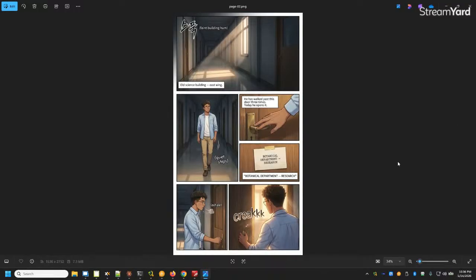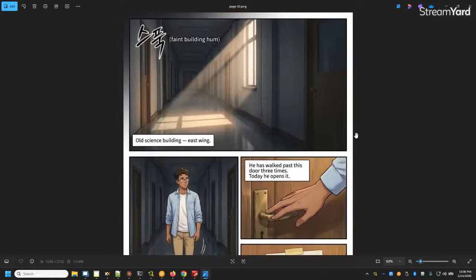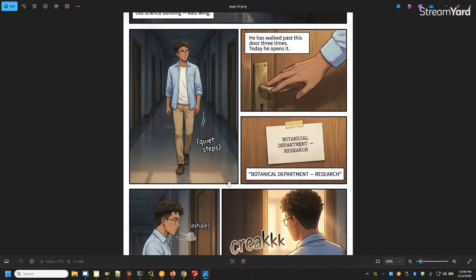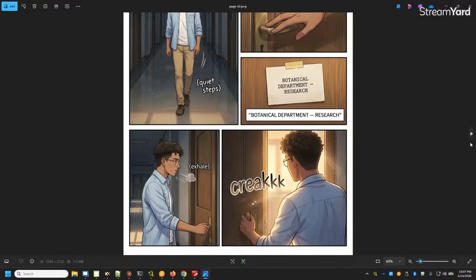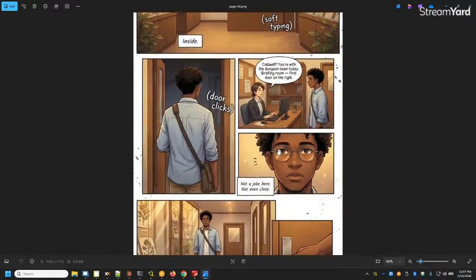All right, and again we have Diego here. I don't know how he managed to turn Latino, but whatever. And again, I think this is a GPT 5.5 issue where there's inconsistency, but that's okay. So he's heading to the botanical department research, because again, his ability is not suited for fighting, so he's going into research where he investigates different plants from defeated dungeons and all of that stuff.